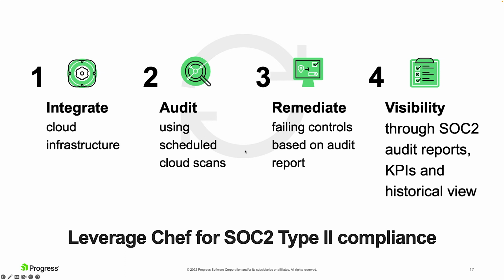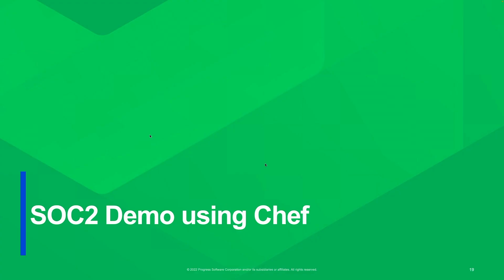So now we have understood how you can actually leverage Chef. We also have a demo coming up beyond this point. Now what we're going to do is show you a demo in which we run a SOC 2 audit on top of an AWS environment. This is using one of our Chef frameworks called InSpec, and we are going to show you a short demo right now.